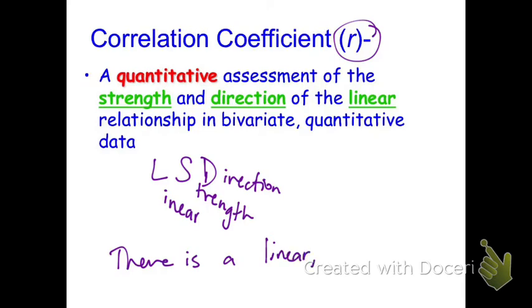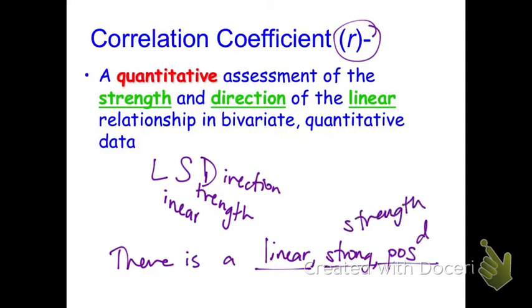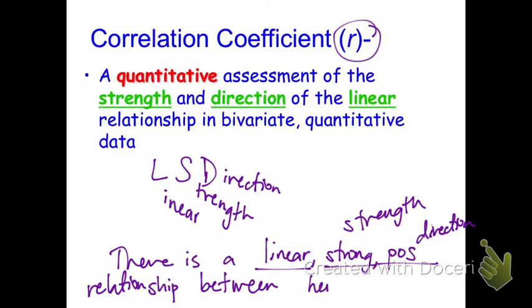So when you're commenting on the correlation coefficient in a scatter plot, you will say there is a linear, strong, positive. So this is linear, this is strength, this is direction, relationship between X and Y. So between height and weight.